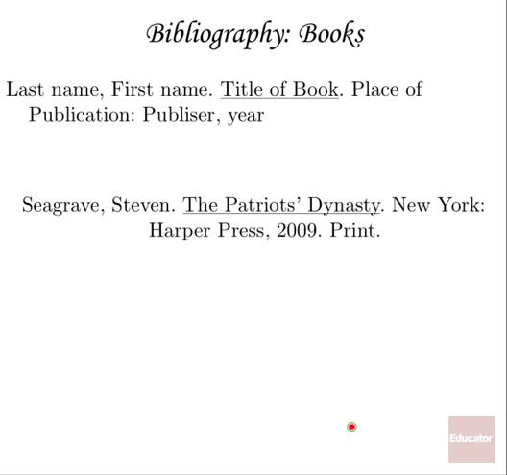For bibliographies, we format them this way, if they're books. Last name of the author, first name of the author, title of book, which is underlined or italicized, place of publication, colon, publisher, and year. What's a quick sample? Seagraff, Stephen. The Patriots Dynasty. New York: Harper Press, 2009. Print. I put that print there just because the MLA format likes to know, did you access this in print or did you access it on the web these days? Normally you can omit that, but you can go ahead and just put print there for future reference.